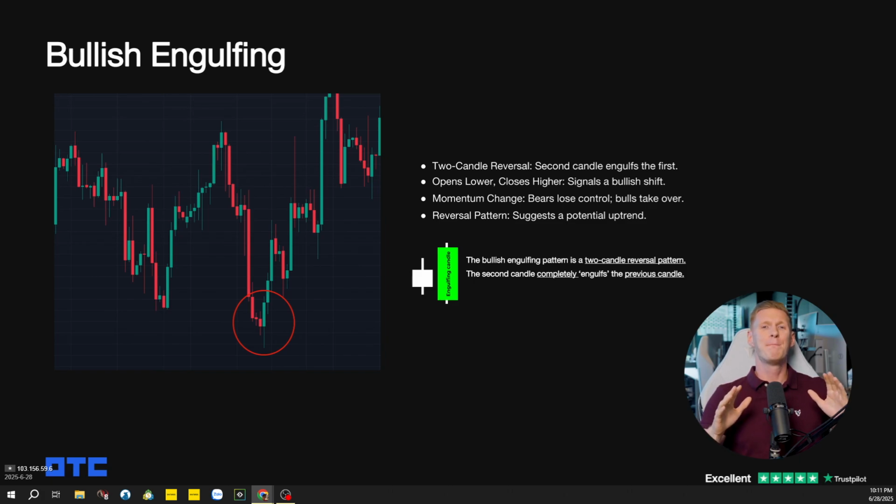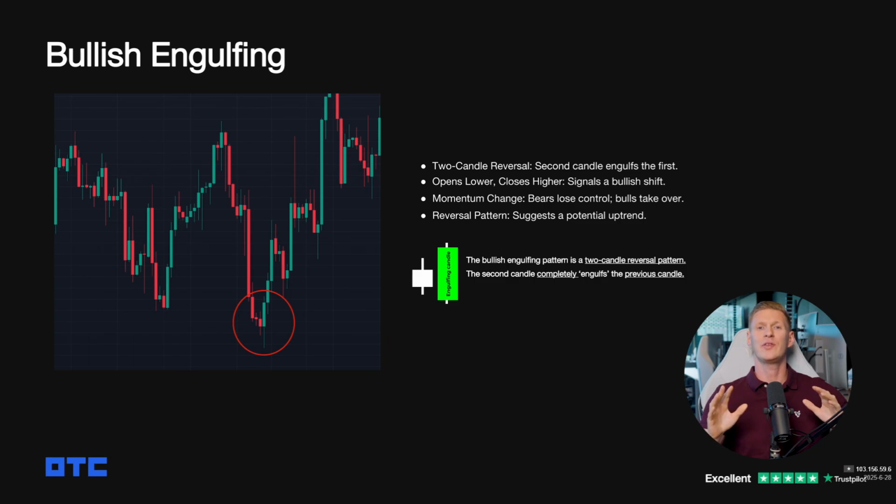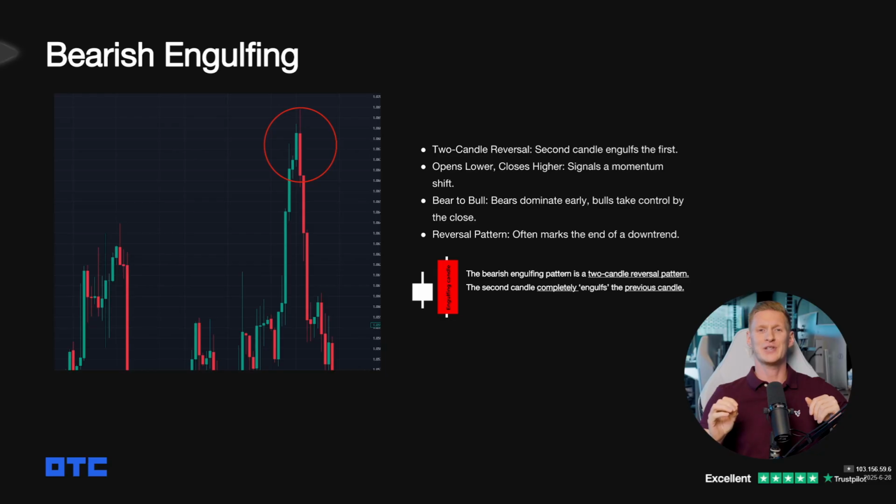When analyzing a bullish engulfing pattern, context is key. The first candle reflects selling pressure, while the second candle demonstrates a complete reversal, signaling a surge in buying strength. This makes a bullish engulfing pattern a powerful tool for identifying potential trend reversals, especially when it forms at strong demand zones. Now, let's talk about the bearish engulfing candle, a key reversal pattern that signals potential downward momentum.